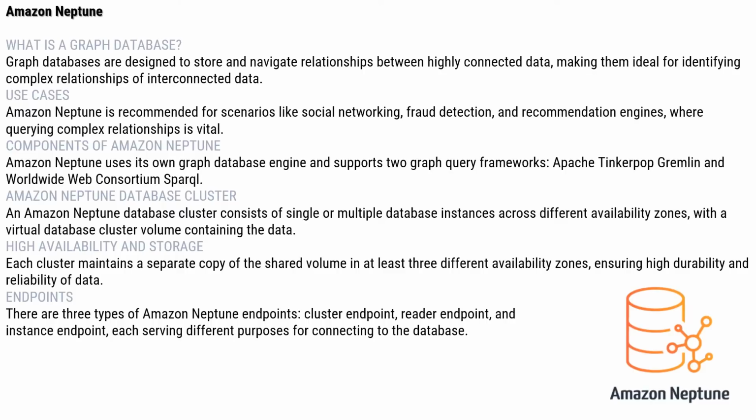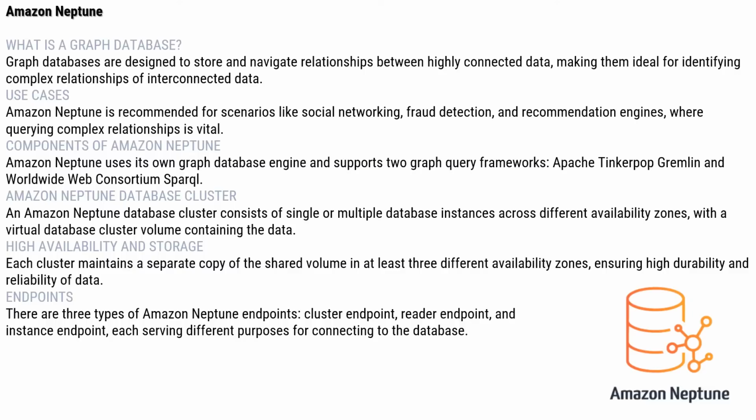Now let's dive into Amazon Neptune, the fast, reliable, secure, and fully managed graph database service. Graph databases are designed to store and navigate relationships between highly connected data, making them ideal for identifying complex relationships of interconnected data. Amazon Neptune is recommended for scenarios like social networking, fraud detection, and recommendation engines, where querying complex relationships is vital.